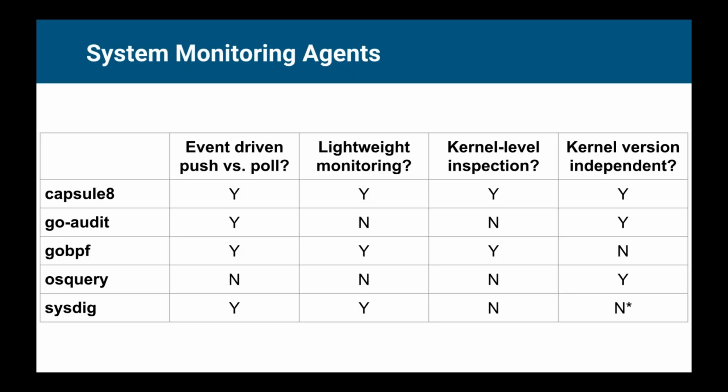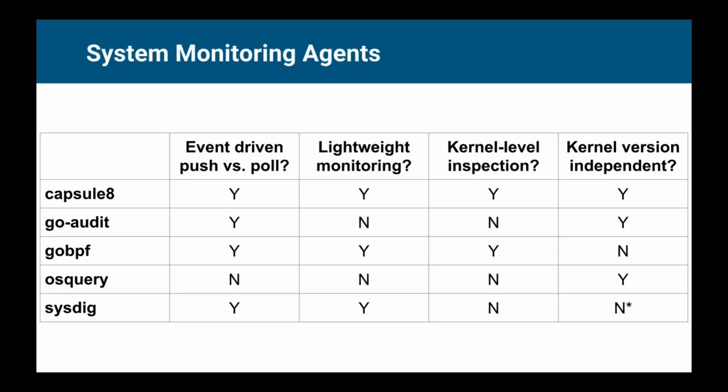The third criteria is whether it performs kernel level inspection, whether we can look at what kernel functions are executing within the kernel to identify deeper behavior, so we can identify even kernel exploits, and whether the system is kernel version independent. Of these choices, because these are the criteria that we used to design Capsulate, clearly we hit all of those, but there are different trade-offs for the other systems as well.